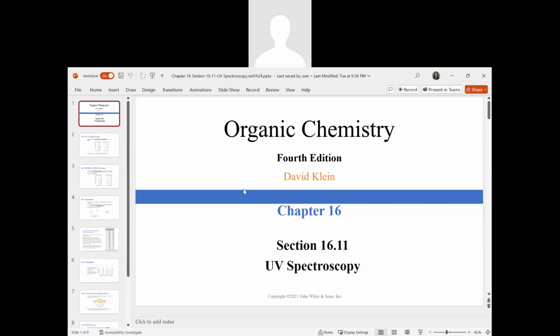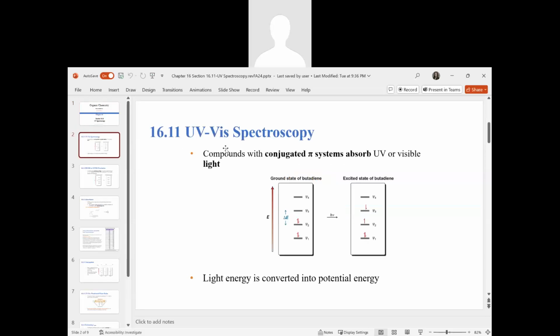In this last section of Chapter 16, we're either introduced or reintroduced to UV spectroscopy. Let's take a look at what concepts we should recognize here. UV-vis, ultraviolet-visible spectroscopy, is abbreviated as UV-vis spectroscopy. What that's saying is that we can see light or energy being absorbed in the ultraviolet or visible range of wavelengths. So we know that visible light has certain wavelengths associated with it, ultraviolet light also.